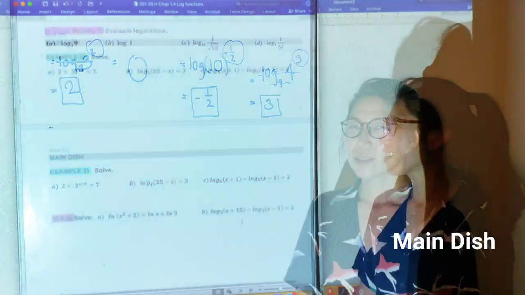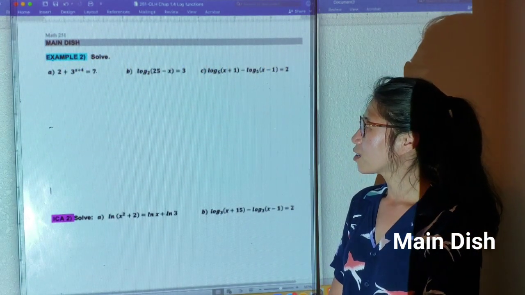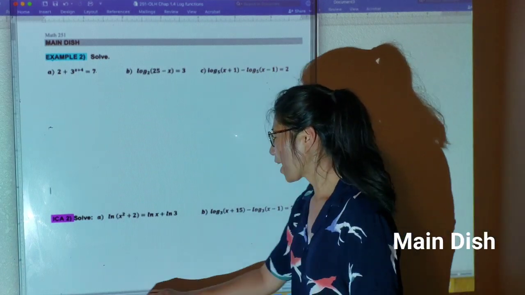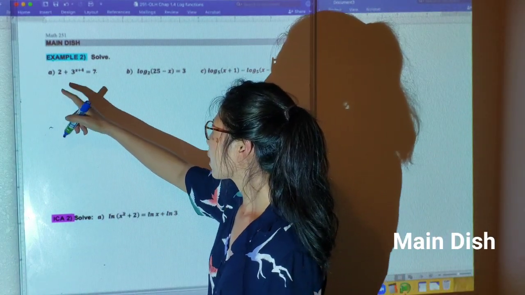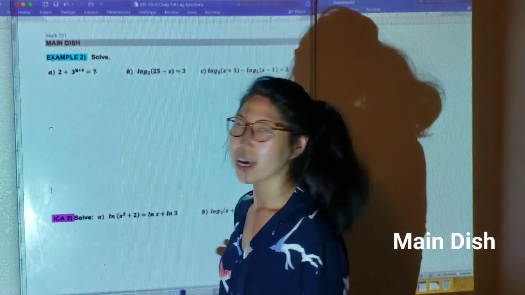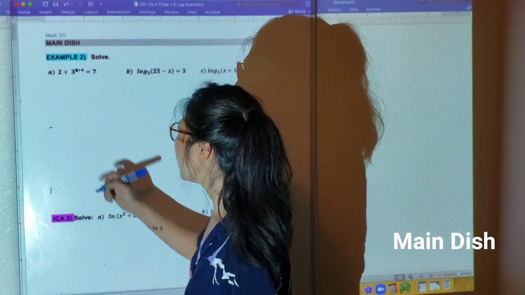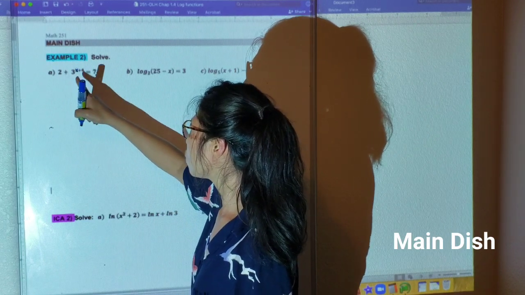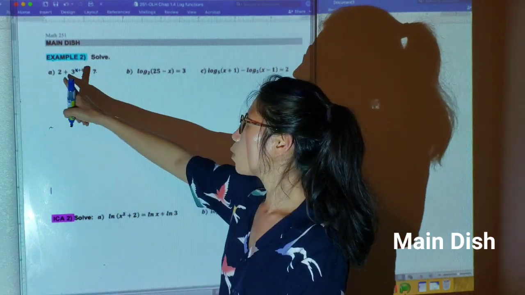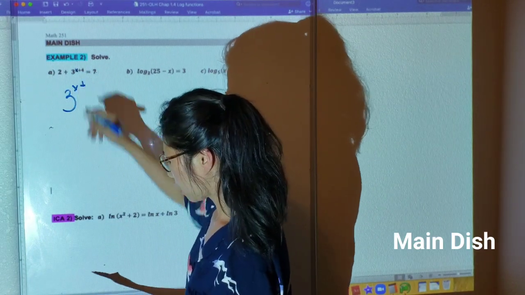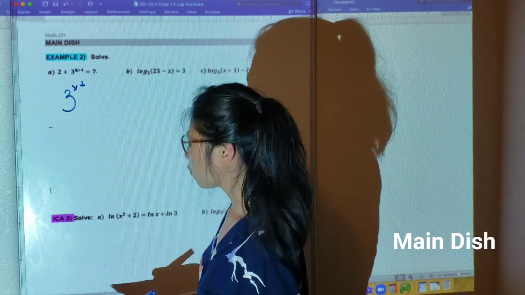Good luck. So now it is main dish time, and let's solve our exponential functions and log functions for x. So let's look at the first one, how we can isolate x in here. As you see, we only have one x, so we just isolate the x and move everything to the other side. First, I need to get rid of 2, 3, 4. I'm going to get rid of 2 first by subtracting. Then I'm going to have 3 to the x plus 4 is equal to 5.